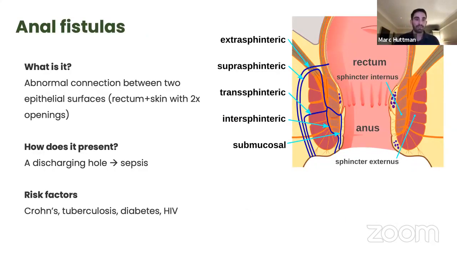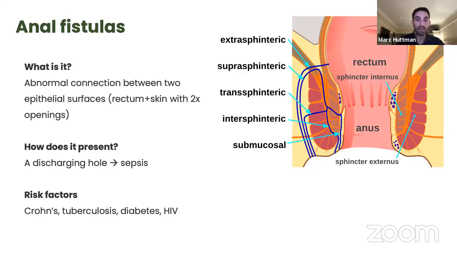So fistulas, onto our final topic. What is a fistula? It's an abnormal connection between two epithelial surfaces. I mentioned that earlier. For anal fistulas, that'll be between the rectum and the skin. Obviously there's the main opening between the rectum and the skin, the anus, but an abnormal connection between two epithelial surfaces: epithelial surface one being the rectum, and epithelial surface two being basically the bum cheek, the skin elsewhere.